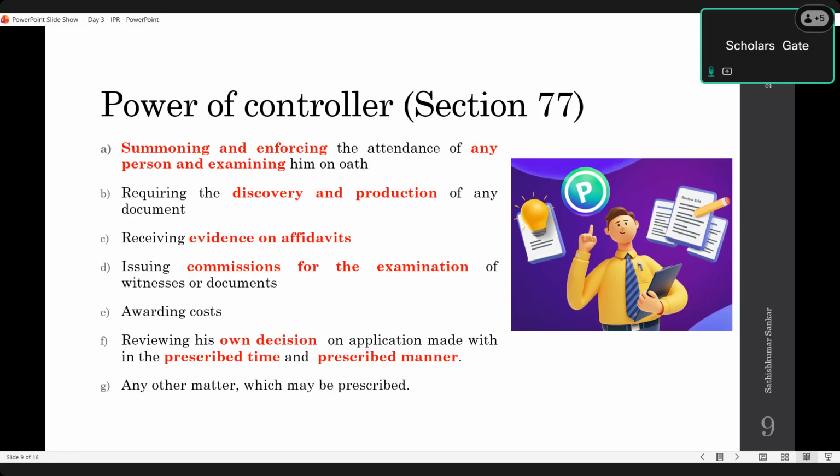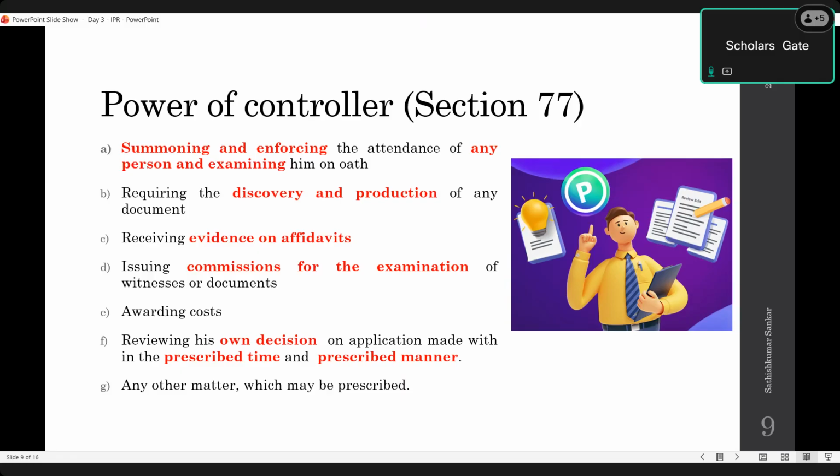Issuing the commission for the examination of the witness or document. So the controller only frames the examination board. They have the right to form the examination board and examine the particular invention, based on the patentee or any interested person giving a request for examining that particular invention. And awarding costs: if you are filing the invention in the physical mode, depending upon the forms, the amount will be collected. All the amount will be collected by that controller only.